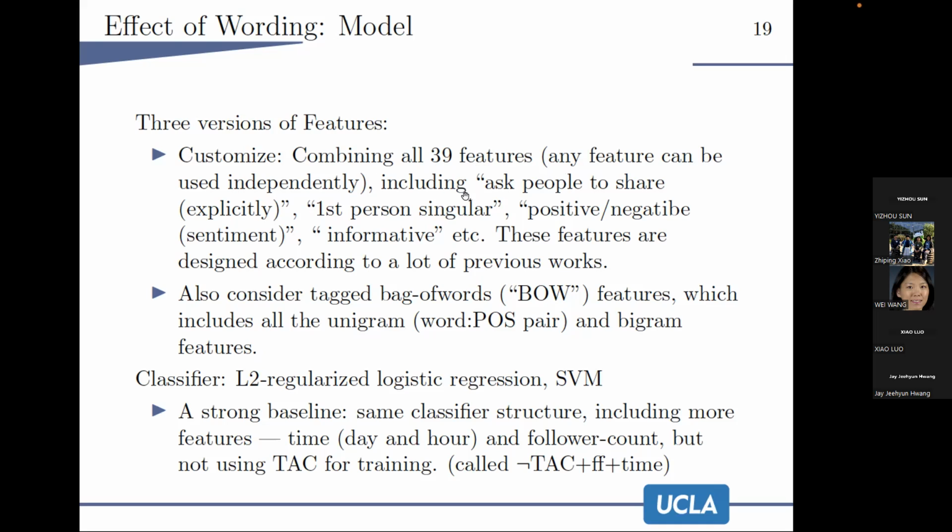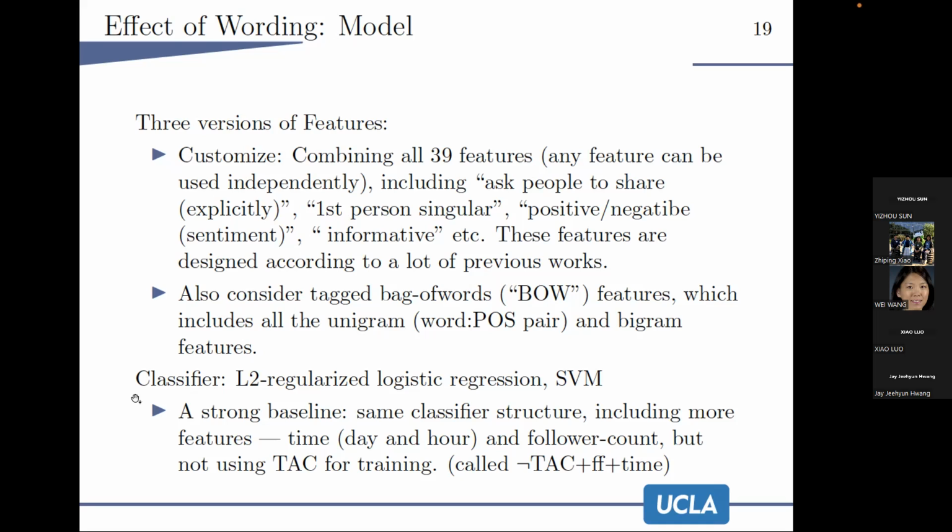Those features include whether or not it asks people to share explicitly, whether it uses the first person singular, the sentiment, whether it is positive, negative, or neutral, and whether the tweet is informative, and so on. Those features are relatively independently designed according to a lot of previous works. If you are interested, I really recommend you look into their original paper, because there's no way to go through all the details of how they crafted those features. Any feature can actually be used independently, for example applying just a single feature in their model to see how well the outcome is.